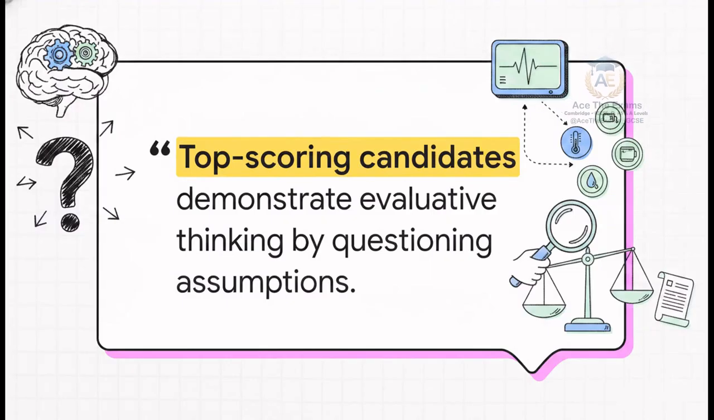And listen, this isn't just my opinion. Check out this direct quote straight from the principal examiner's report. Top-scoring candidates demonstrate evaluative thinking by questioning assumptions, considering different perspectives, and justifying decisions with evidence. Let that sink in. Examiners are actively hunting for critical thinkers who can evaluate a system's real-world reliability. They do not want robots just reciting textbook definitions.